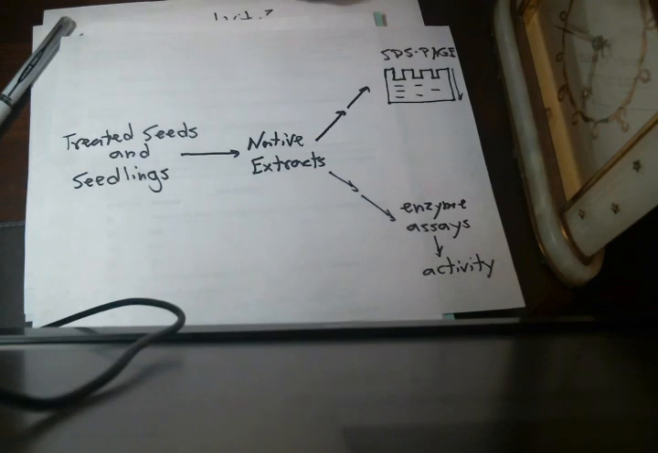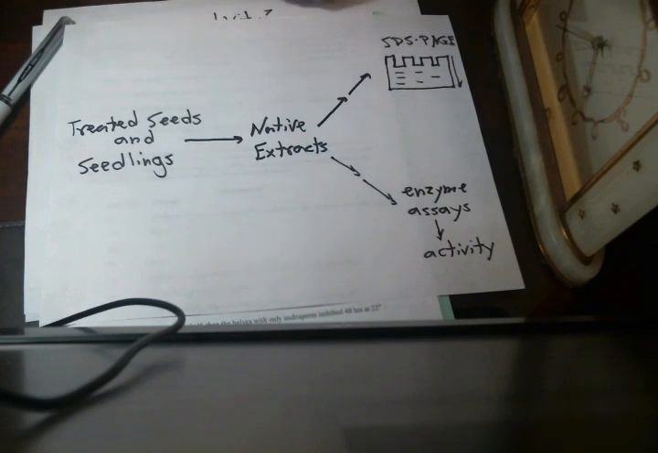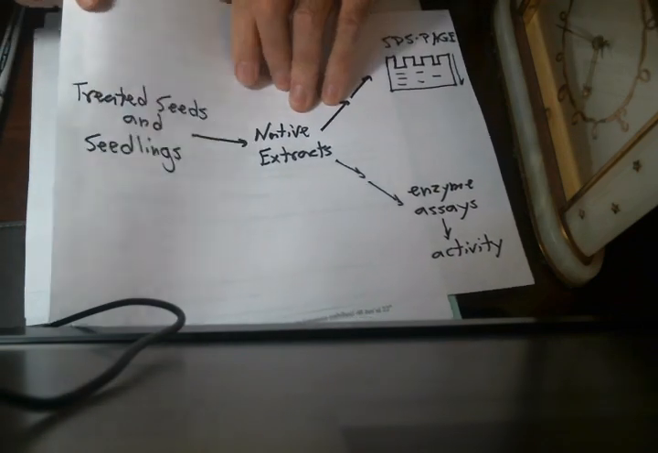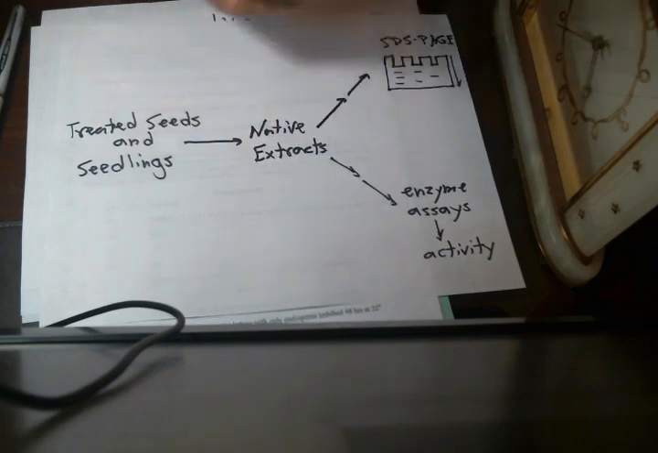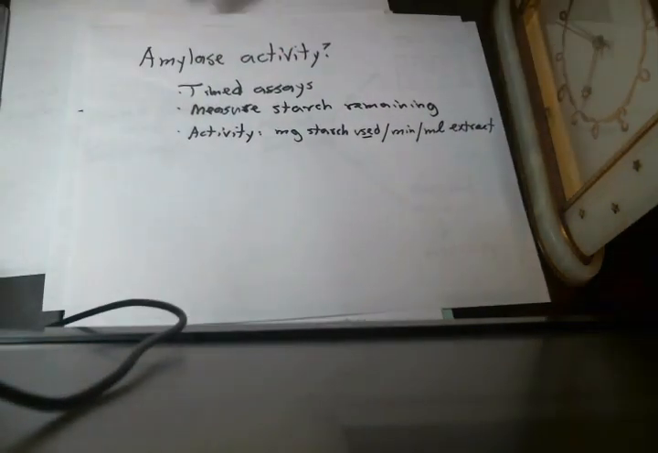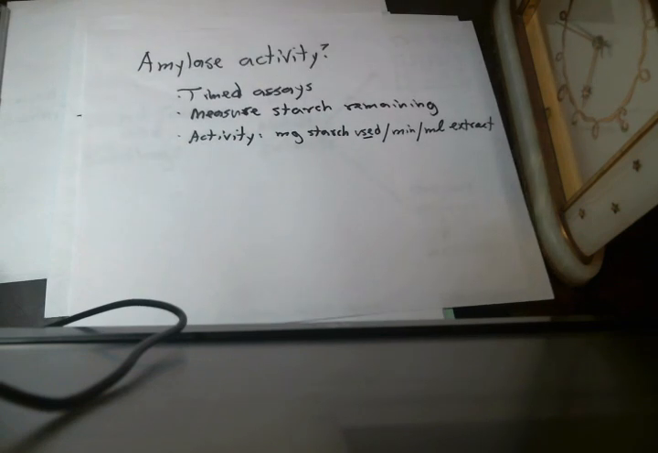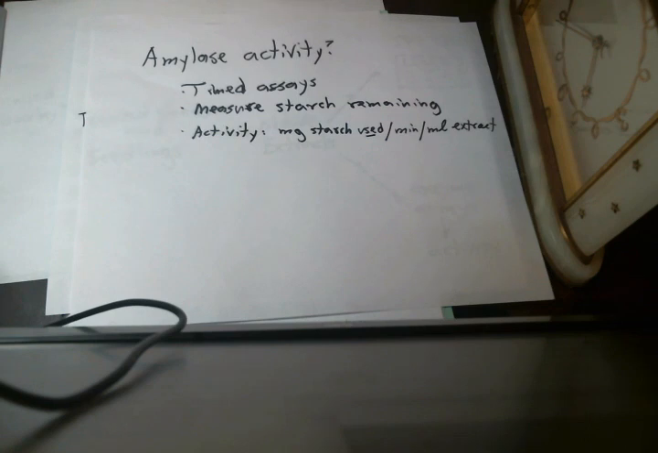The other thing that we're going to do is we're going to take some of these native extracts and do enzyme assays. I think I've told you before, I'll just tell you about it. So we're going to take some extract, put it in a tube with some starch, and time it. We're going to put equal amounts of extract in each tube, add starch, and measure the disappearance of starch during our assay period. We're going to measure the amount of starch with an iodine stain, and just pop it in a spectrophotometer and read the absorbance.